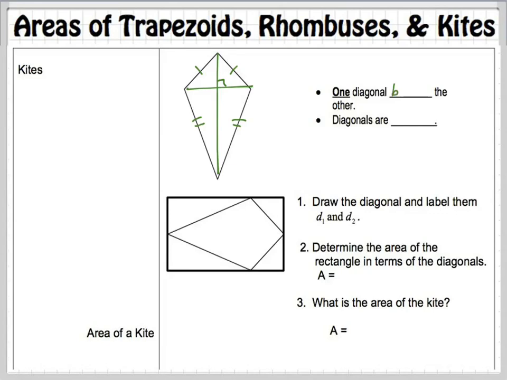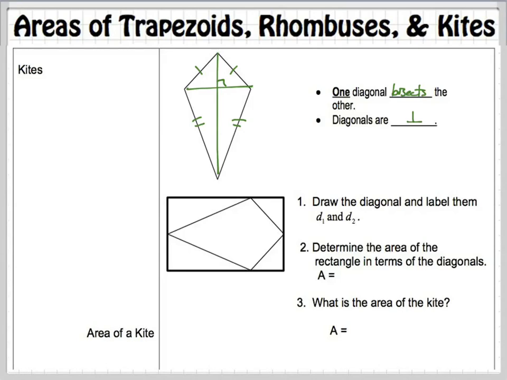One diagonal bisects the other. And the diagonals are perpendicular. That's the perpendicular side. Okay? Those things are important to know. So whenever you see a shape that has those things, you can use that information to help you solve it.